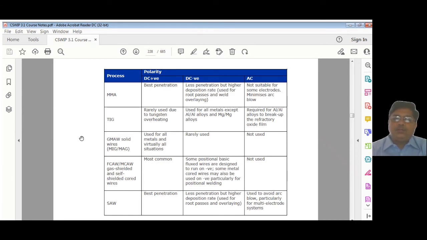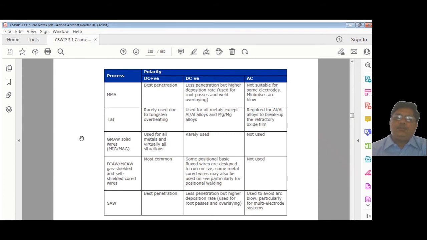So GMAW, if solid wire is used, is DC positive for all metals, virtually all situations. Negative has never been used for this welding, and AC is also not used because of the problem of the sine wave I told you about.